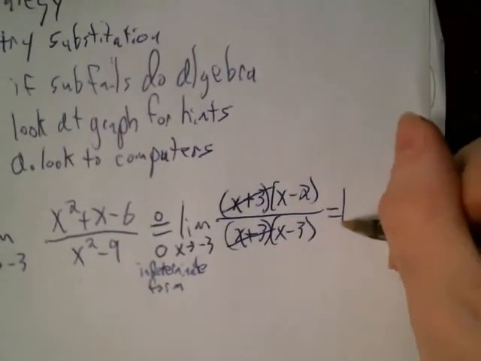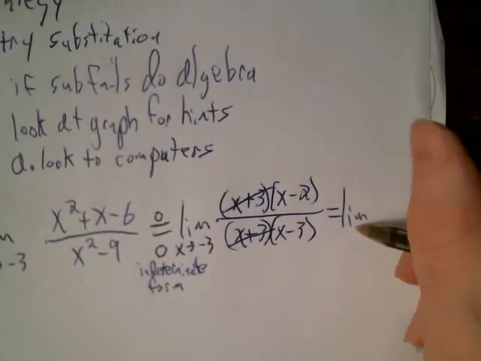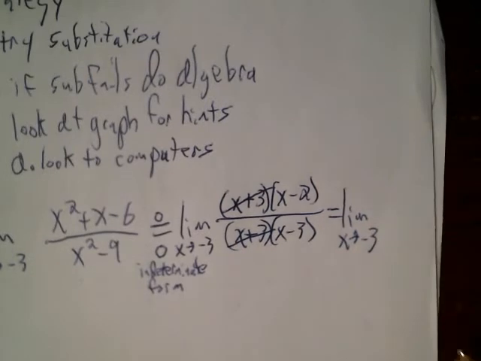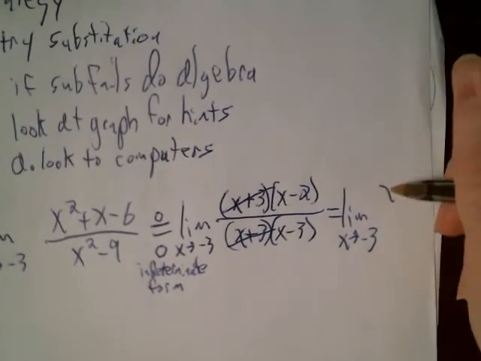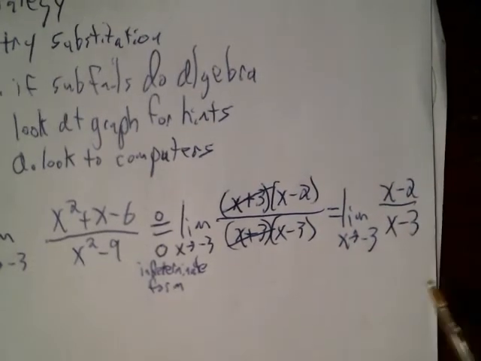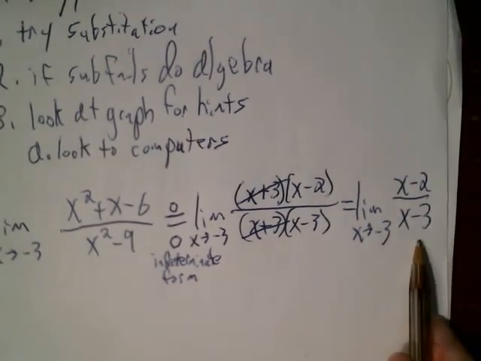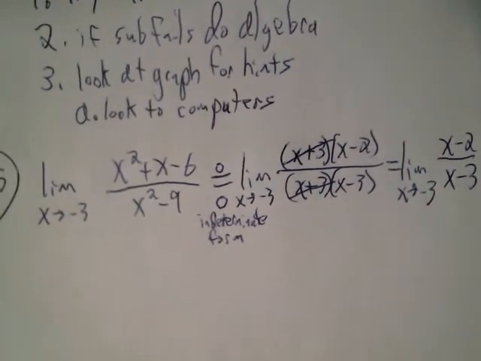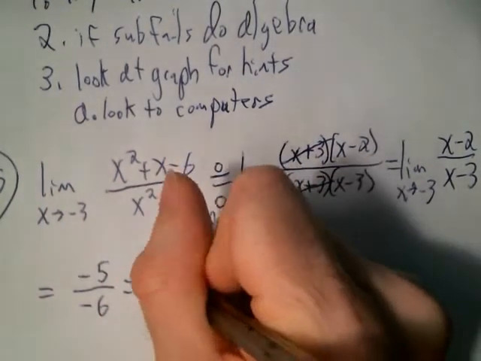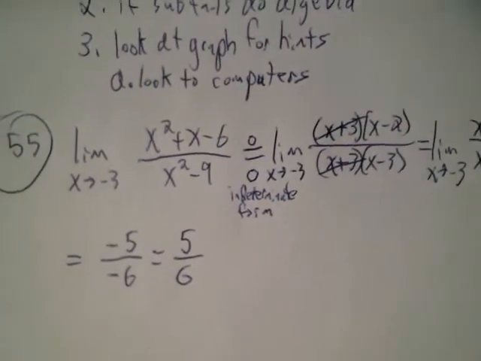And so for all numbers not equal to -3, and of course when we're dealing with limits, we don't really care about what happens exactly at that point. We're just worried about approaches. Anyways, we have x minus 2 over x minus 3, and now you could do a plug and chug because it won't be an indeterminate form. So -3 minus 2 is -5. -3 minus 3 is -6. So our limit is 5/6.